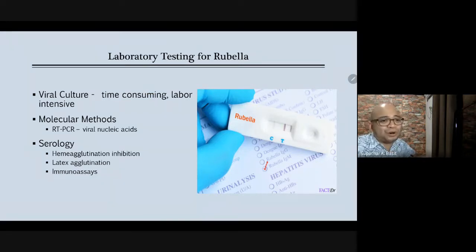So the most common test that we're doing for rubella is a serological test to determine antibodies against the rubella, particularly sometimes for pregnant women as well. So this could be through hemagglutination inhibition, latex agglutination, immunoassay, or immunochromatographic assay, such as the one shown in the illustration here.